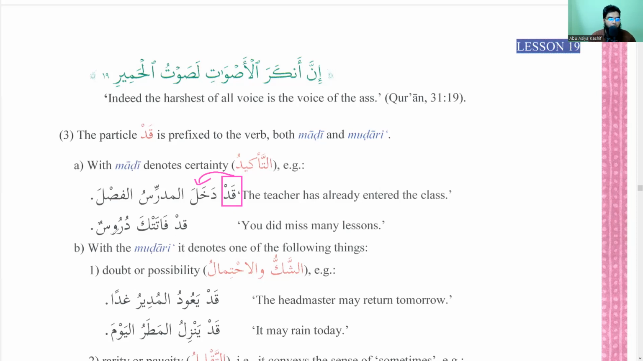قد فاتتك دروس. You did miss many lessons. Fata, yafutu is to miss. Durusun. Literally, it is the lessons missed you a lot. But you did miss many lessons.